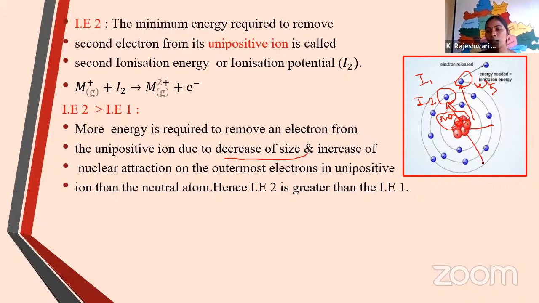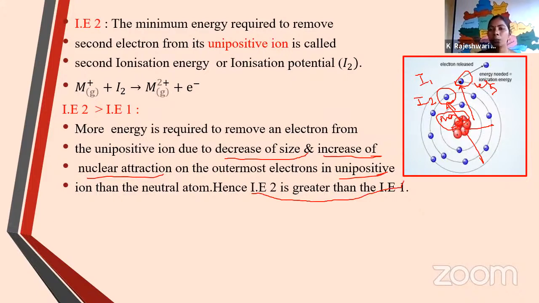From the third shell, it is decreased. Third shell, it is larger, but second shell, it is smaller. As the size is decreasing and nuclear attraction is increasing on the unipositive ion, that's why we require I2 greater than I1. That is the reason.